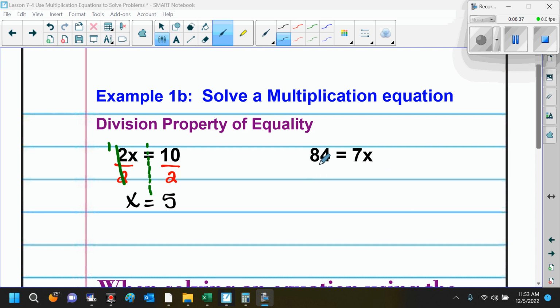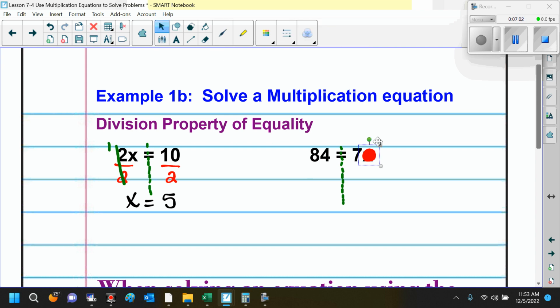All right, for the second example, we have 84 equals 7x. So we're going to use our cover-up again. We're going to cover up what we're solving for. So what do I need to get rid of to get the x, or the dot, by itself? We want to get rid of the 7, okay? So we want that 7 to become a 1.